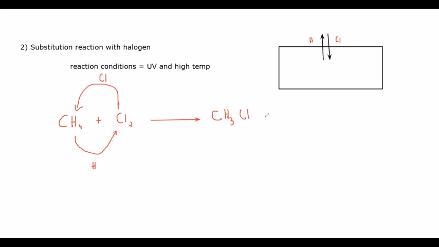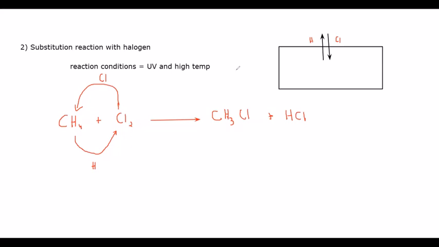So CH3Cl plus the hydrogen and the chlorine which is left here will form HCl. It's hydrochloric acid, or basically it's a gas given off. If this gas dissolves in water, it will form hydrochloric acid. Is it clear?